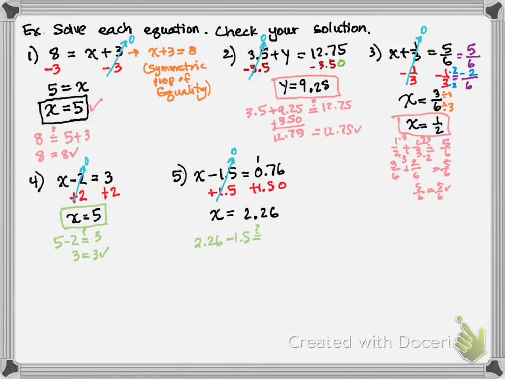And if I subtract 1.5 from it, will I get 0.76? That's the question. So again, I'm going to line up decimal points, annex a 0, and do my subtraction over here. I get a 6, bring down a decimal point. I'm going to have to rename. 12 take away 5 is 7. So I get 0.76 is equal to 0.76. So that verifies that x equals 2 and 26 hundredths.